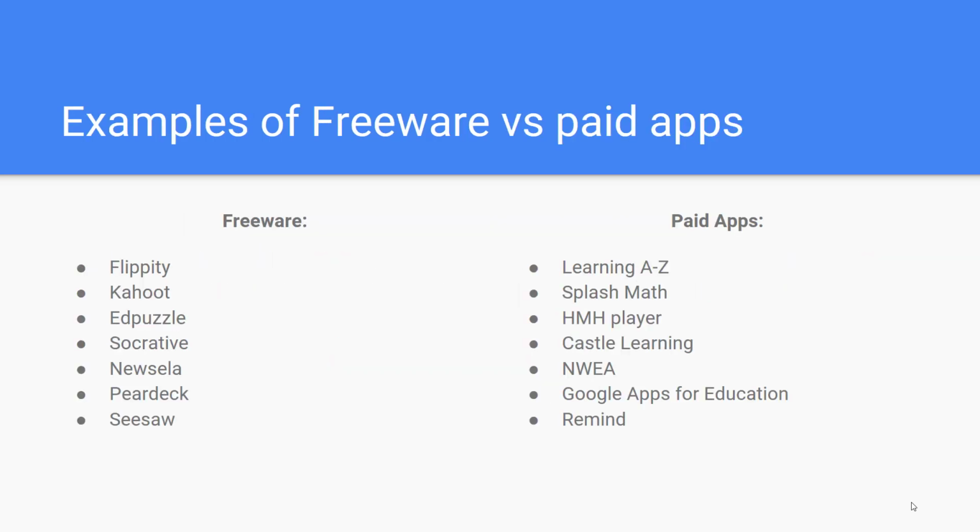Some examples of freeware versus paid apps. In our district, we use some different freeware such as Flippity or Edpuzzle, and then we do have various paid apps, Learning A to Z, Splash Math. If you do have questions about what has been approved, please go to our district software page. There are K5 resource pages as well as 6-12 resource pages, which will help you identify those.